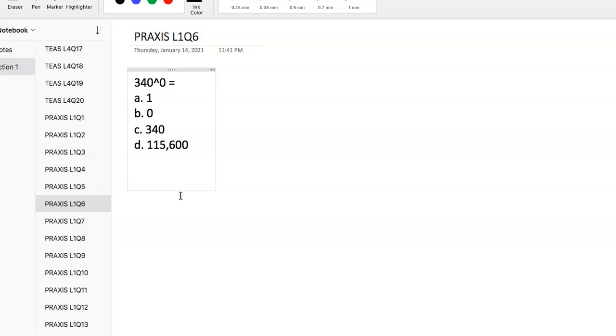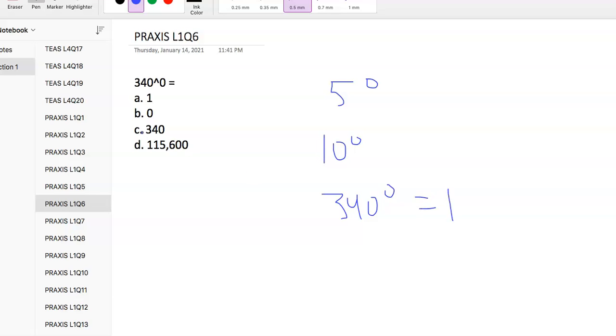And then we also have to the 0 power. So this one is 340 to the 0. And again, same kind of thing. It really doesn't matter if it's 5 to the 0, 10 to the 0, 340 to the 0. Anything to the 0 power is 1. And so that's just a little rule to have memorized.